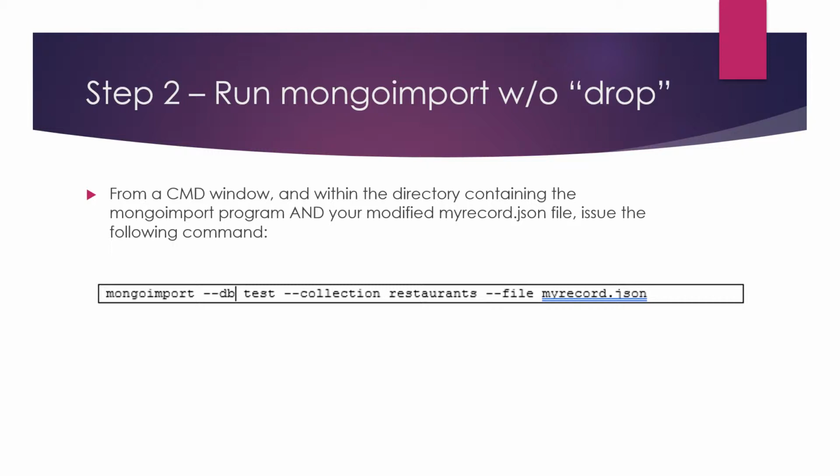Step 2, run the mongoimport without the drop option. From a command window, and within the directory containing the mongoimport program and your modified myrecord.json file, issue the following command: mongoimport --db test --collection restaurants --file myrecord.json.